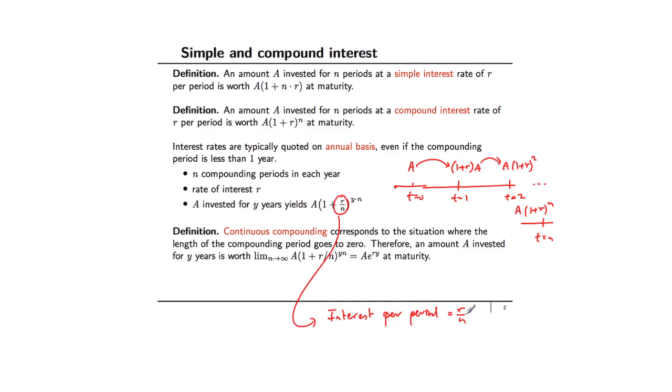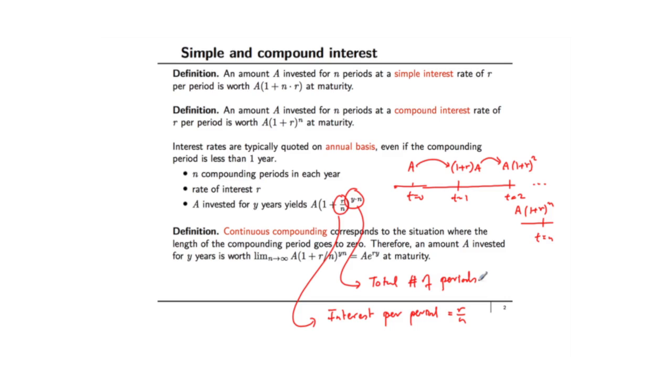And the total number of periods in Y years is going to be Y times n. So this is the total number of periods. And the amount that you end up getting is A times 1 plus the interest per period raised to the power the total number of periods.